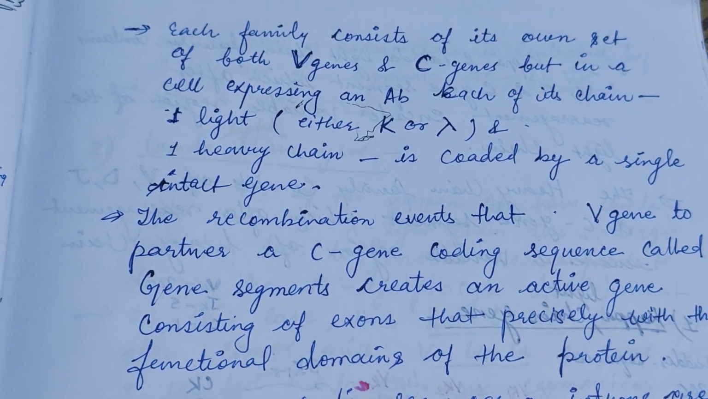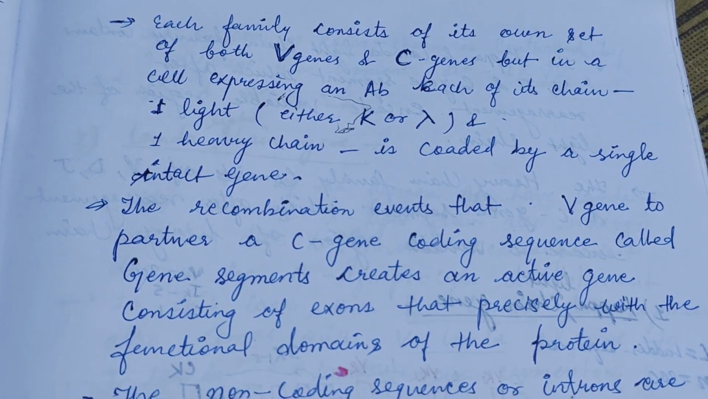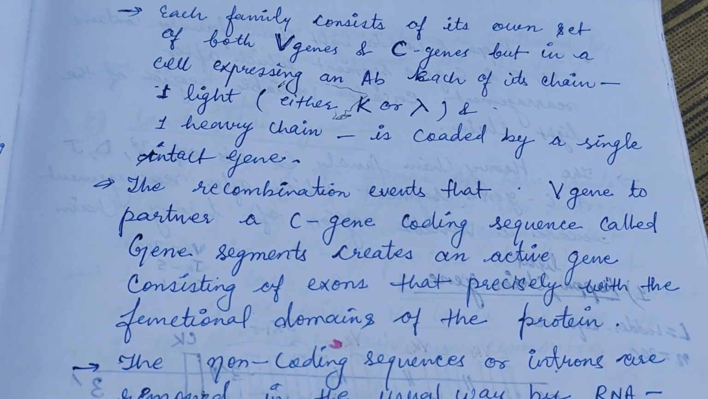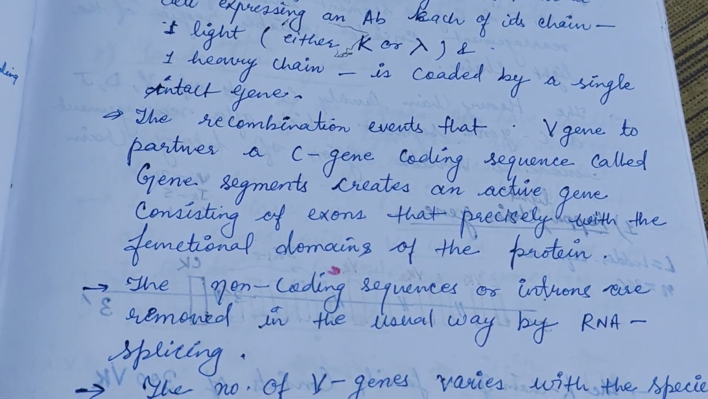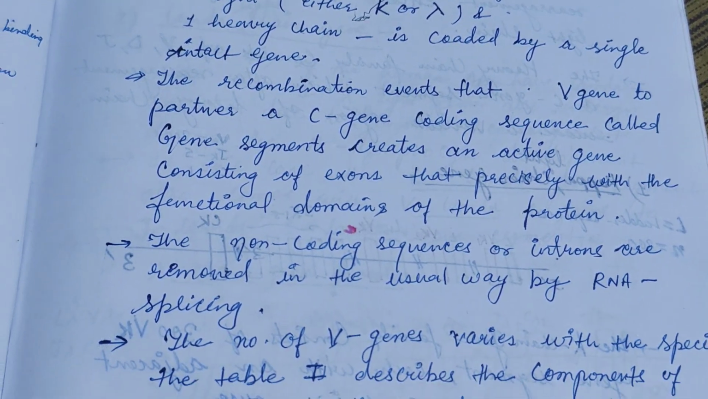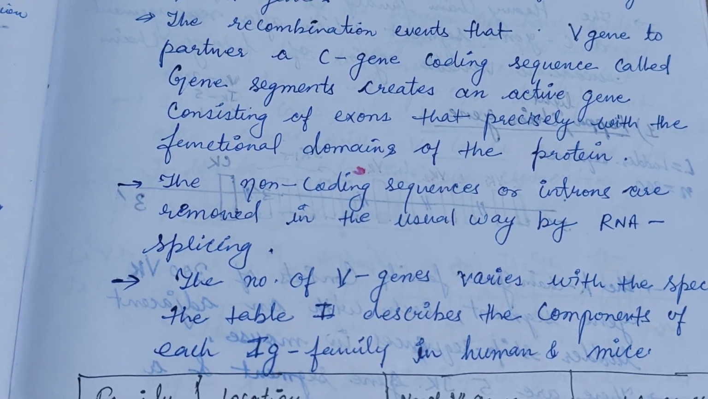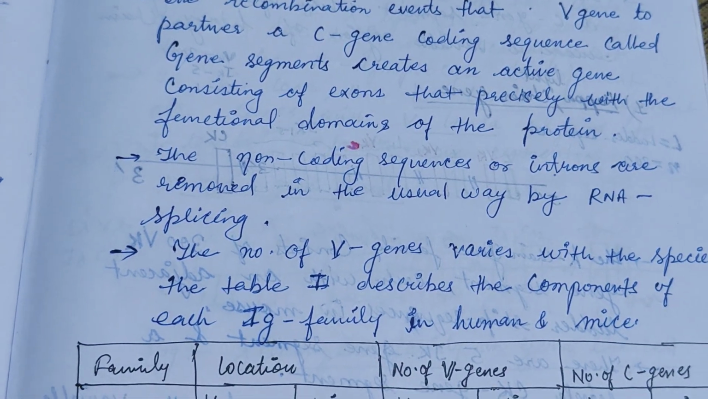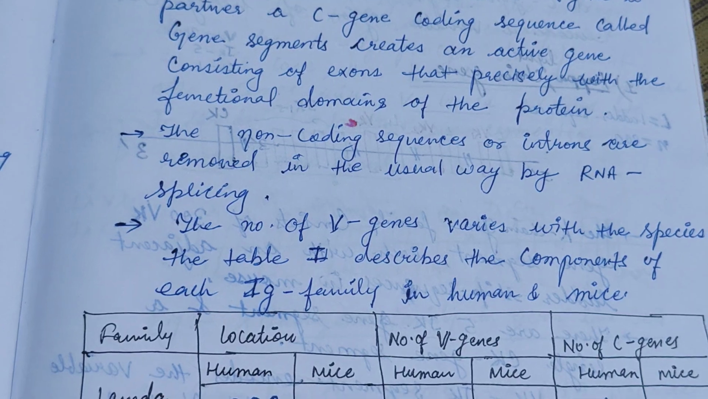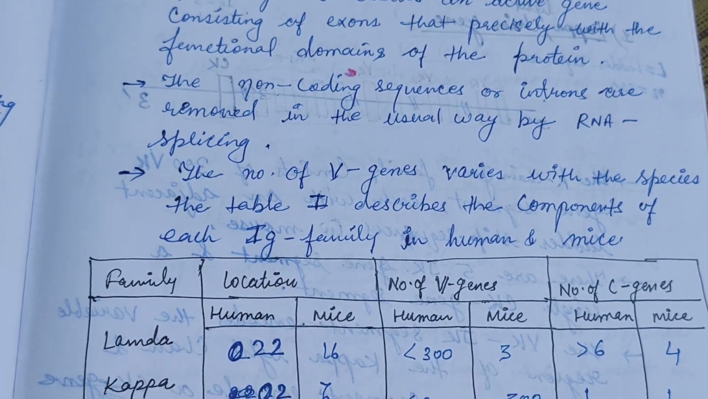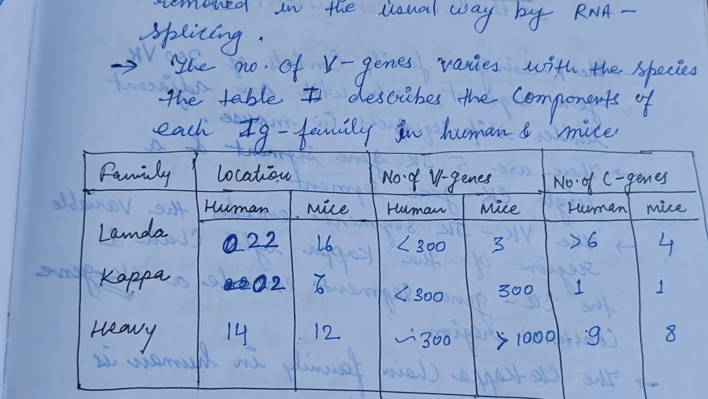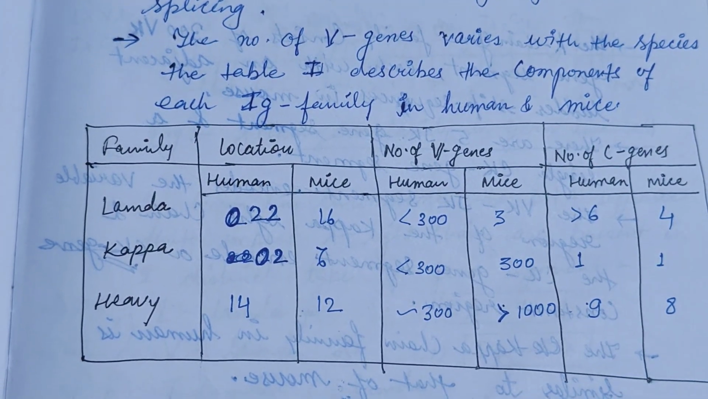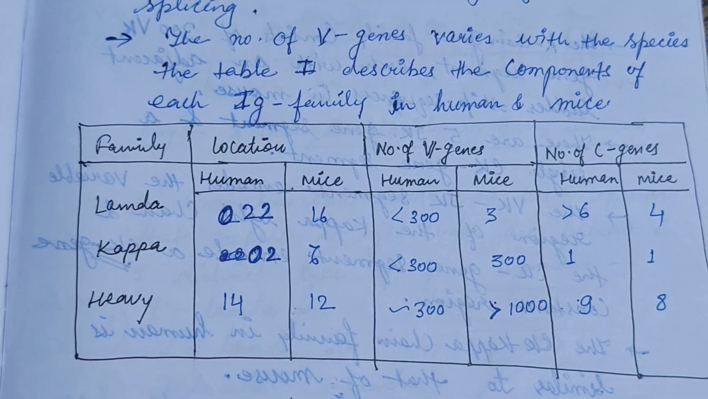Each family consists of its own set of both variable genes and constant genes, but in a cell expressing an antibody, each of its chains, one light and one heavy chain, is coded by a single intact gene. So the non-coding sequences or the introns are removed in the usual way by RNA splicing. The number of V genes varies with the species. The table describes the components of each Ig family in human and mice.